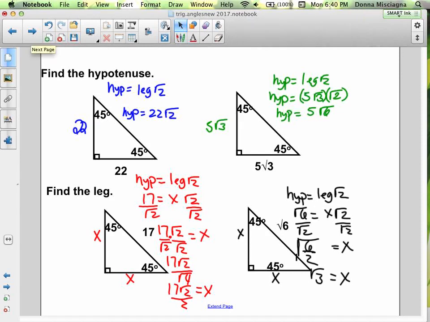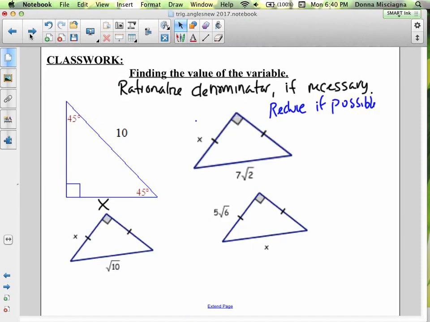And that's all I'm going to show you with the special right triangle for the 45, 45, 90. We'll look at the second one. This is your whiteboard practice. You can either turn in your work, or if you want to keep it in your notebook and just type in your answers, I'll take either one. Make sure you reduce if possible.